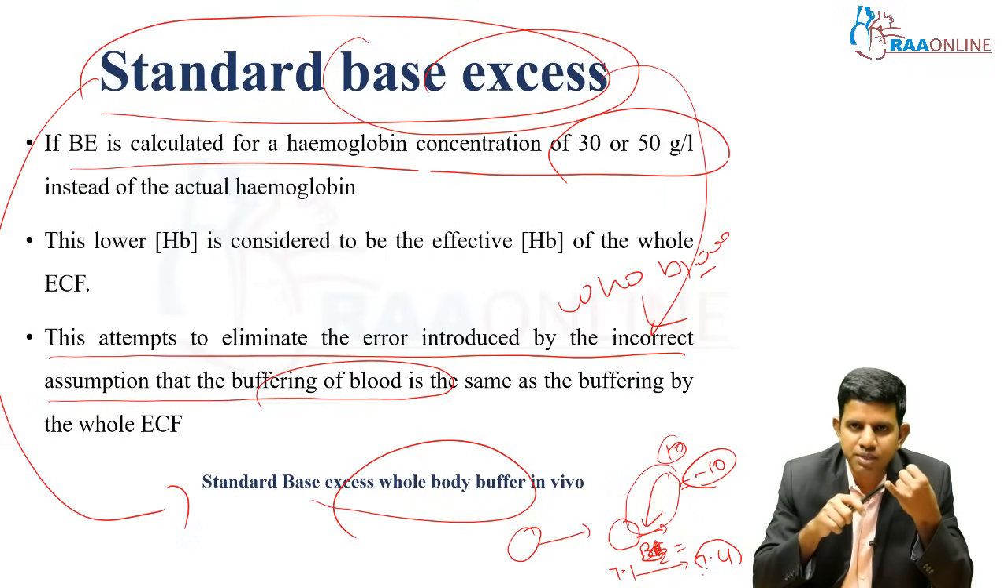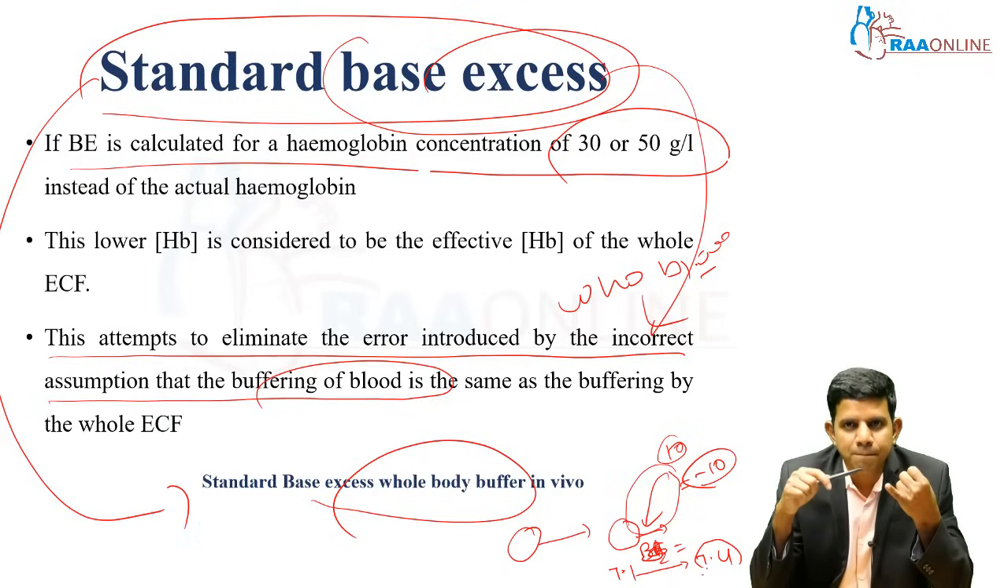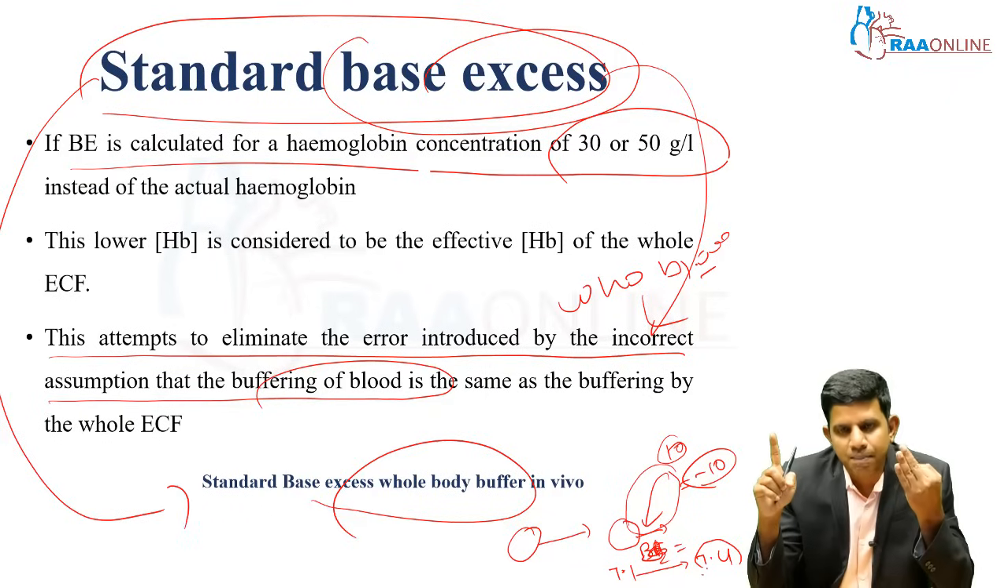So, it has one limitation. To overcome that, they proposed something called buffer base. The buffer base is the total carbonic and non-carbonic buffer base concentration, the buffer anion concentration. These buffer base concentrations are respiratory independent and metabolic dependent. They will decrease or increase only in a metabolic acid base disorder. Okay, it is a good one to assess the metabolic acid base disturbances.